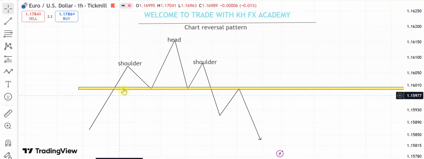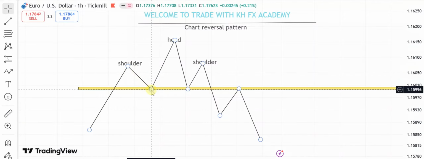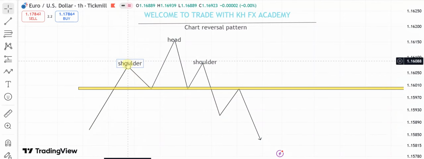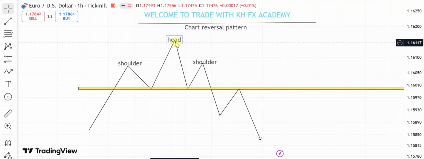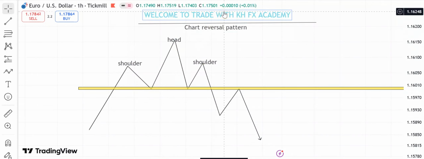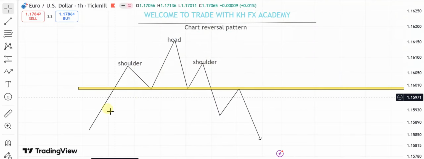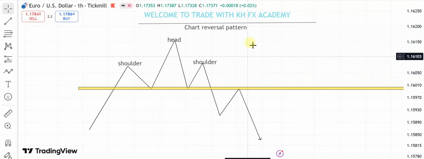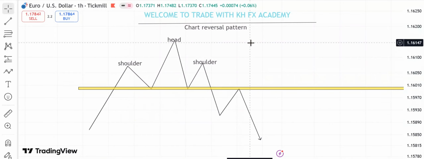So if the market is buying and you stop seeing higher highs, higher lows, and you begin to see something different from the normal market trend, that will tell you that it's time for you to chill. It seems like this market is about to do something.